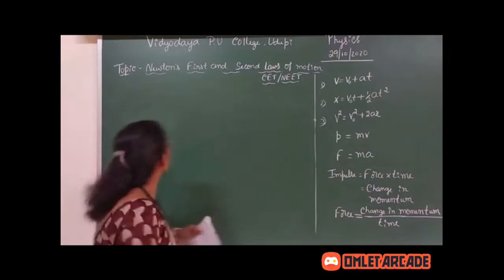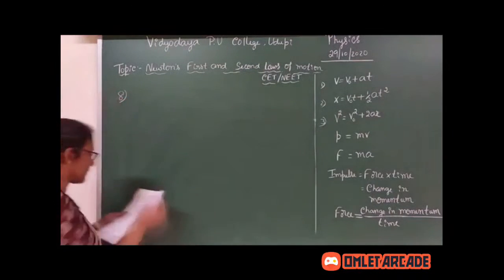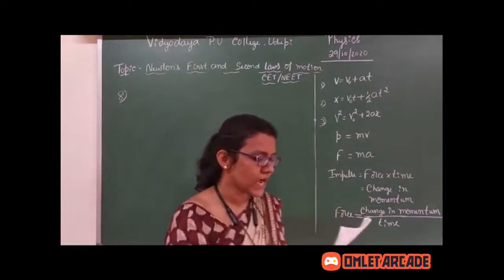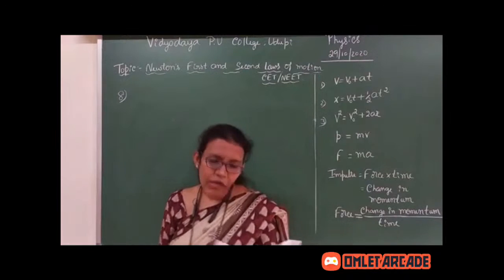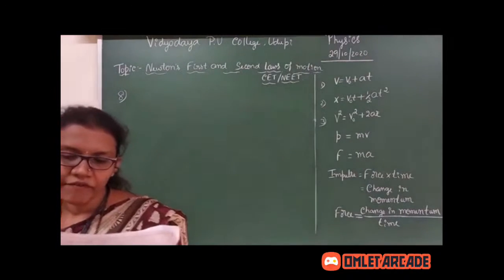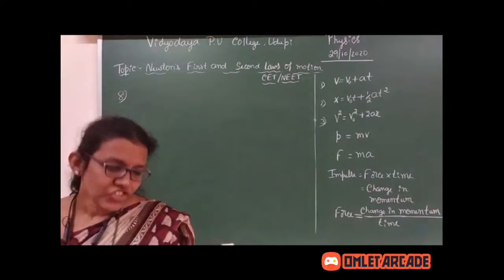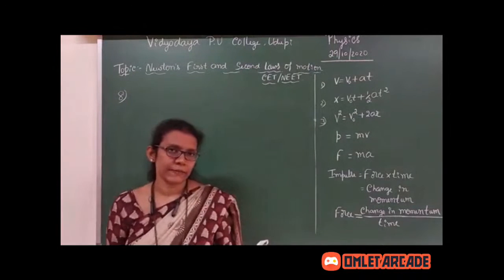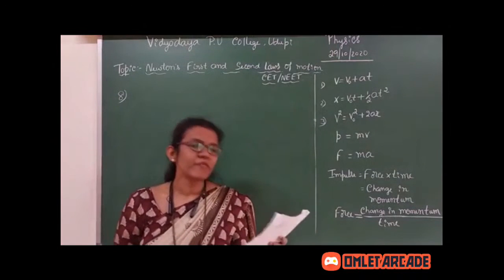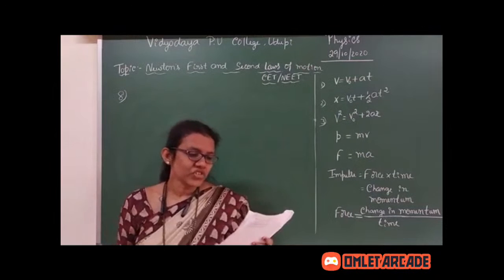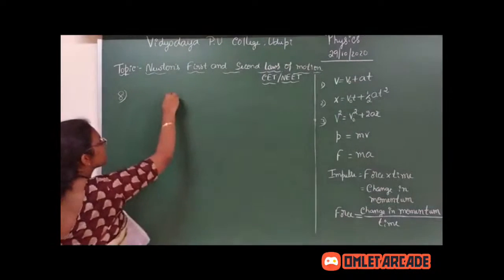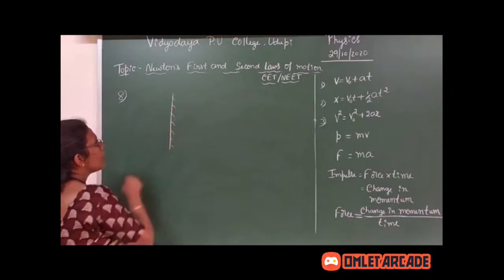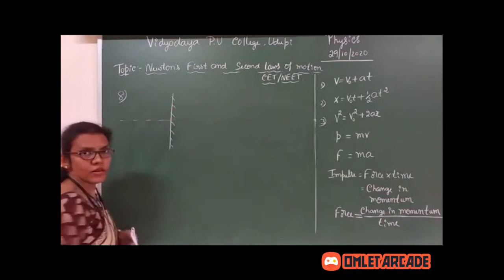Question number 8. A particle of mass m elastically strikes a wall at an angle of incidence 60 degrees with the velocity v. The change in the momentum is. What is given? A particle of mass m elastically strikes a wall at an angle of incidence 60 degrees. Wall. This is the normal to the wall.